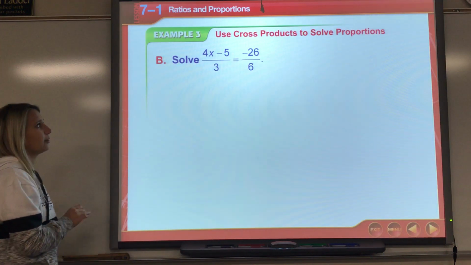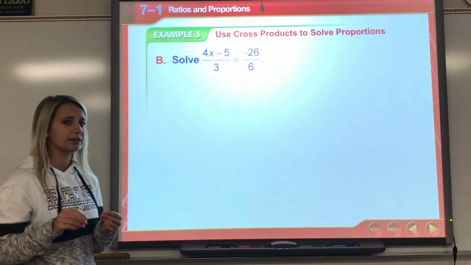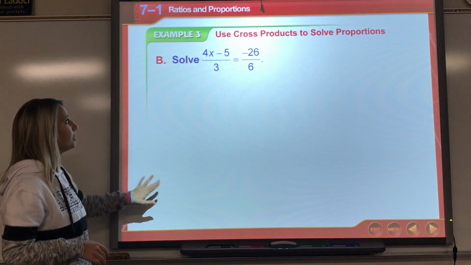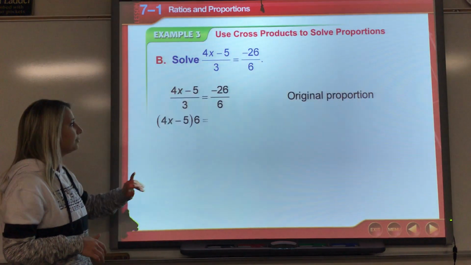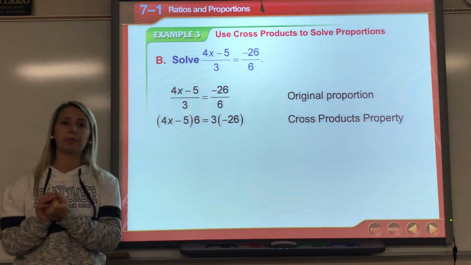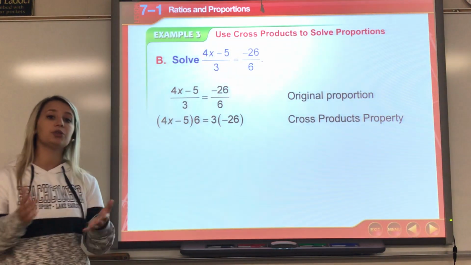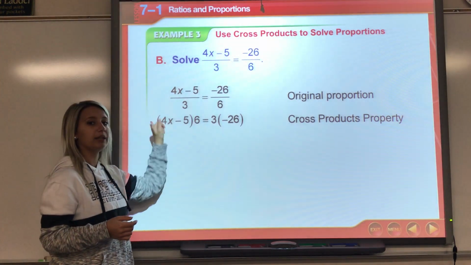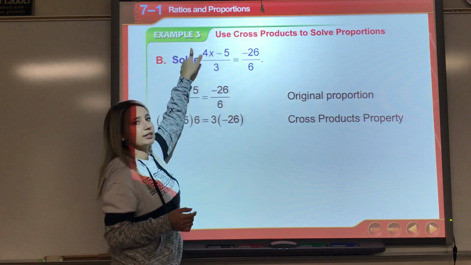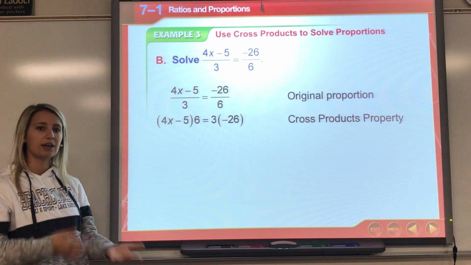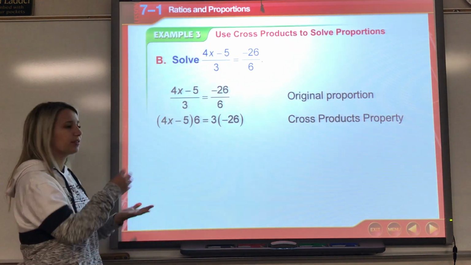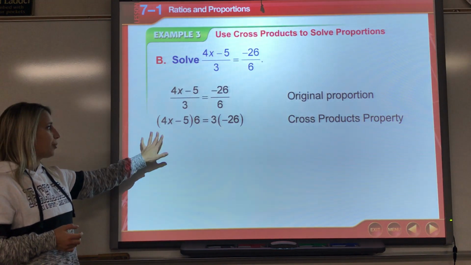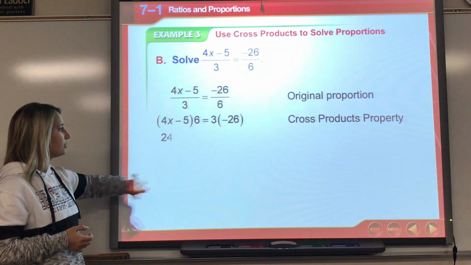Okay, so here's another one. This one's a little bit different because now we're given an expression rather than just a number. So we're going to apply the cross products property. Now I really want to stress use parentheses, because what we're doing with this 6 is we're distributing it to this entire expression, not just the 4x, not just the -5. We need to put that into each of those values. So we have our parentheses here with what we're substituting in.